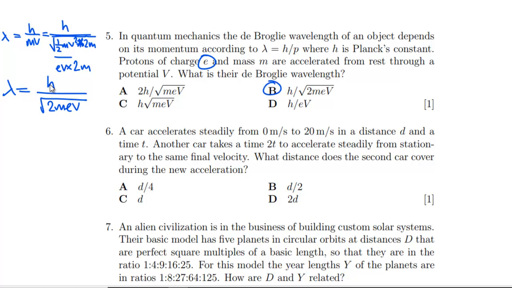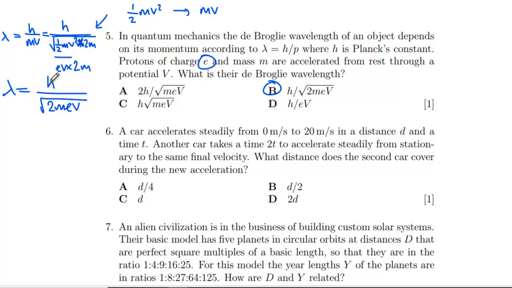Okay, so that's fine. I suppose there are different ways you can do it, but if you need to get from that half mv squared to a momentum, it's kind of the obvious way to do it, really. Multiply by the 2m and then square root everything. Right, anyway, moving on to question 6.